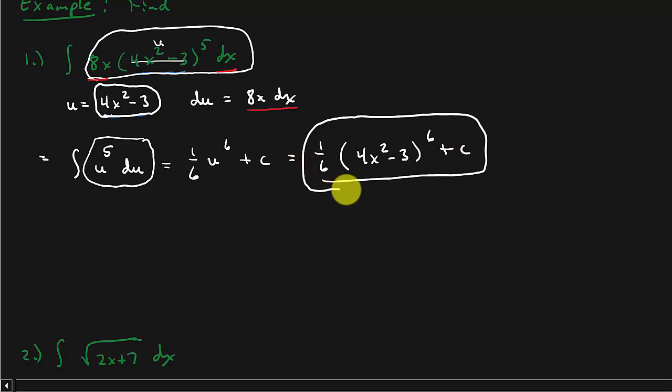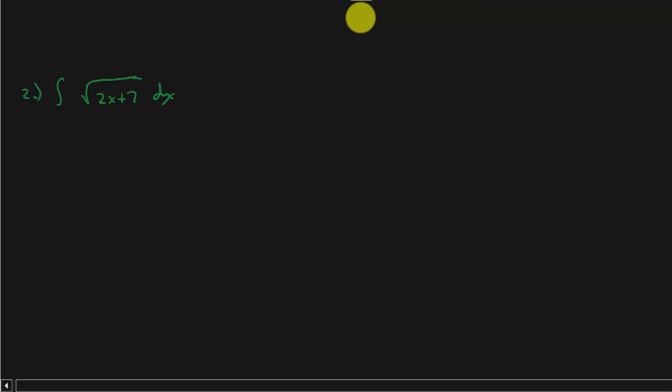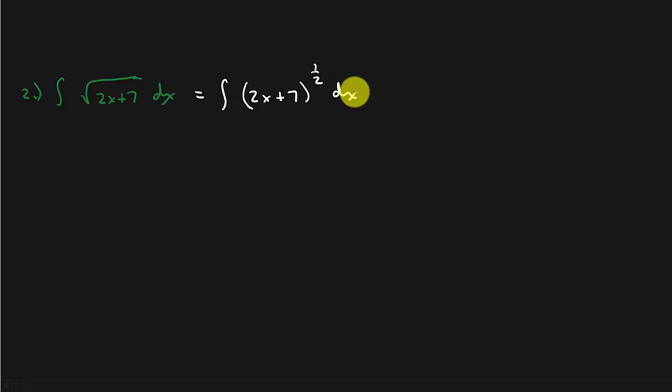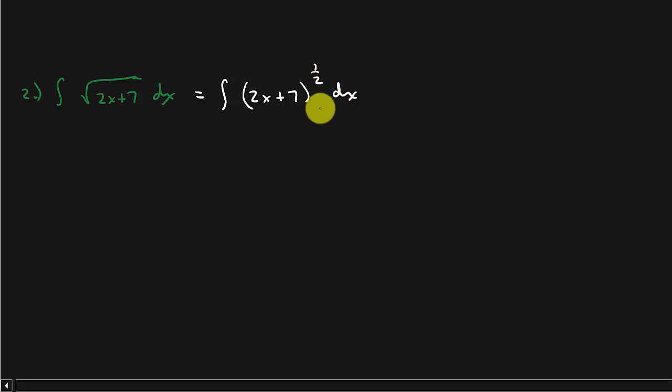So it's that easy. All right, let's look at this one. Now, remember what I told you. When we have something in parentheses raised to a power, that's typically what we want to let u equal. Well, do we have anything in parentheses raised to a power? Absolutely. Isn't the square root of 2x plus 7 the same thing as 2x plus 7 raised to the 1/2? Same thing.